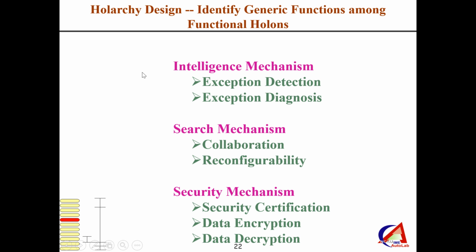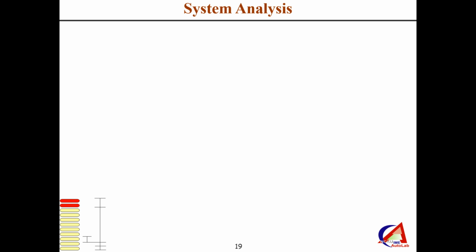You see, we need to know that this generic holon will have an intelligence mechanism, search mechanism, security mechanism. Why I say so? Just because of what we try to accomplish. I should say, what we try to accomplish are the system functions. What are the system functions? I should let you know.